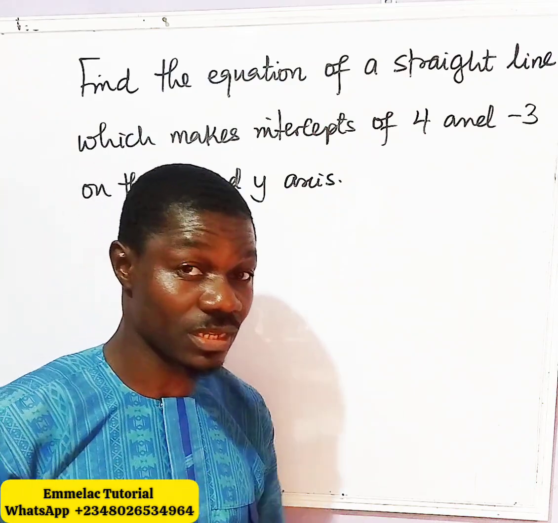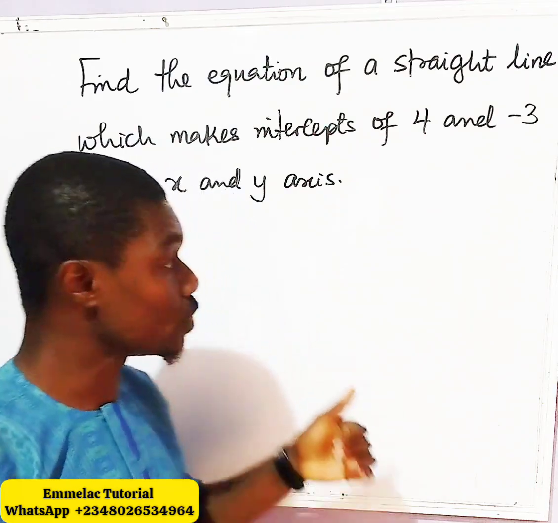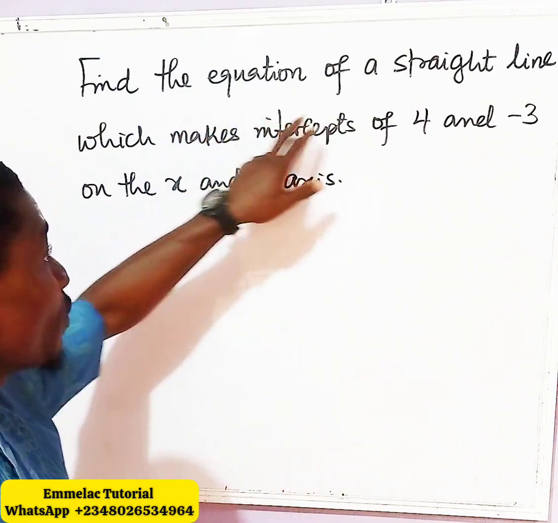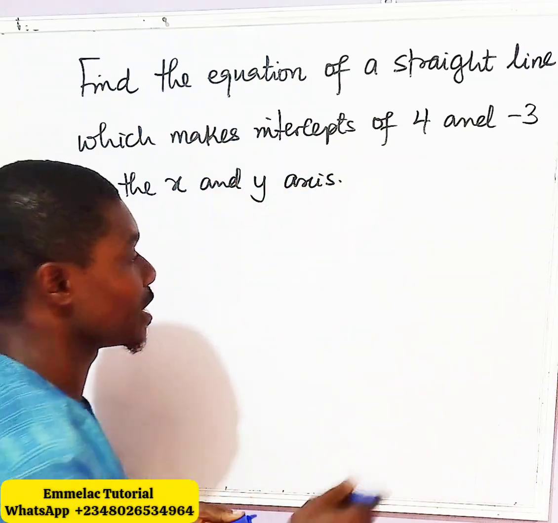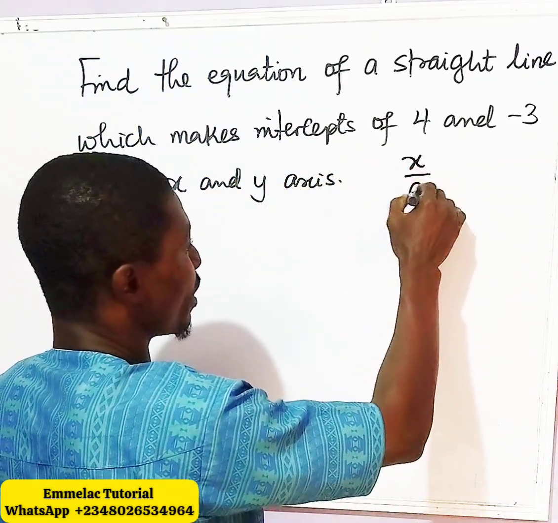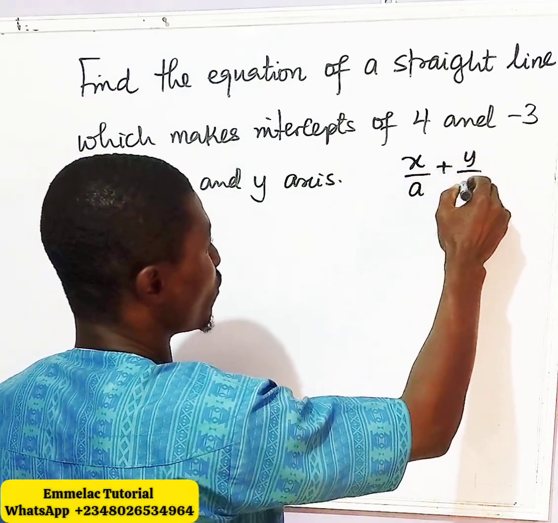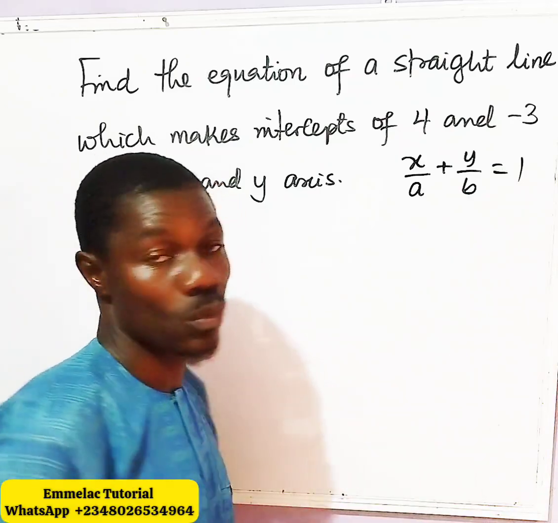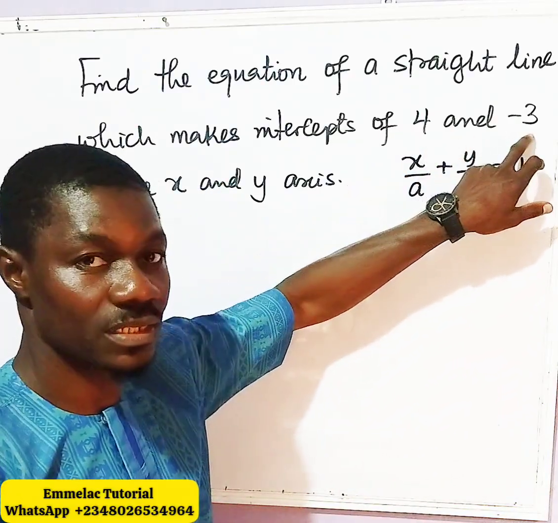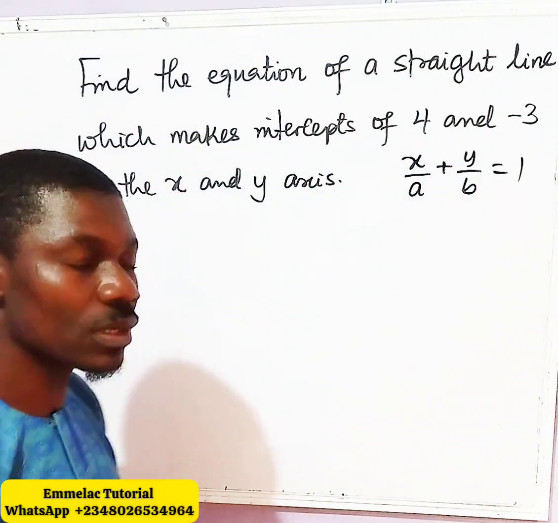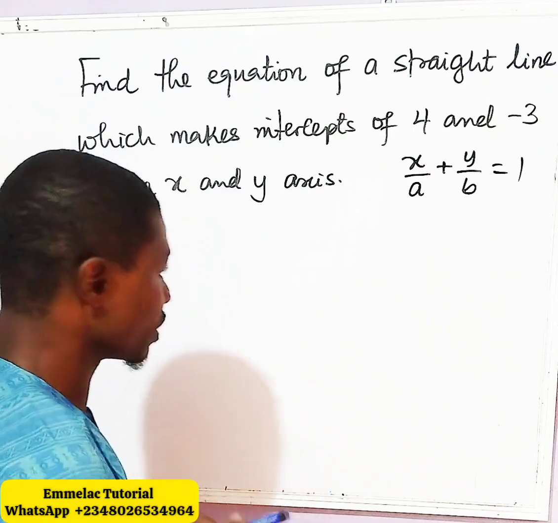So the general formula for this kind of question, an equation of line that has an intercept on x and y, is given as x over a plus y over b equals 1, where a and b are the intercepts. However, I want to give you a picture of what the question is saying.